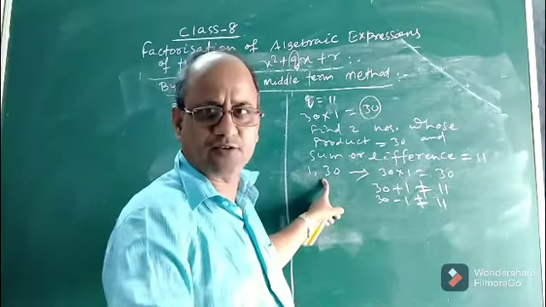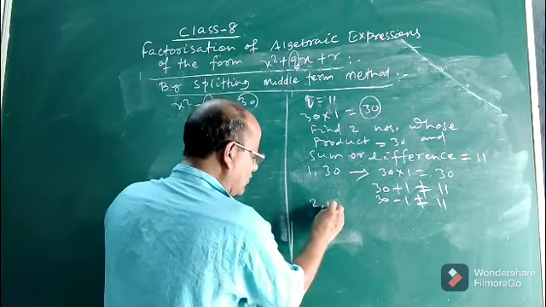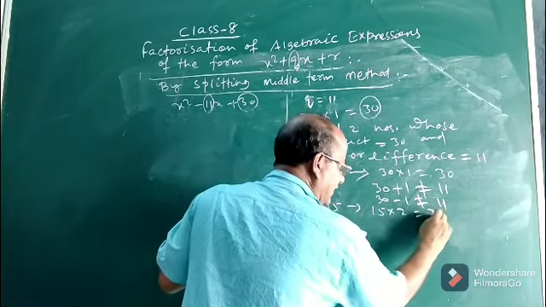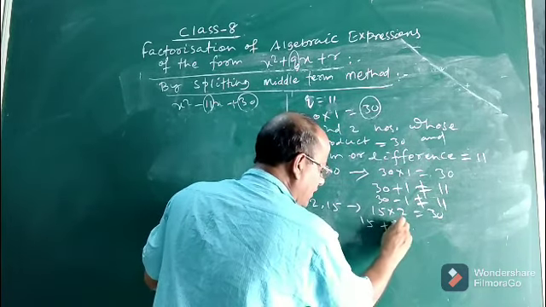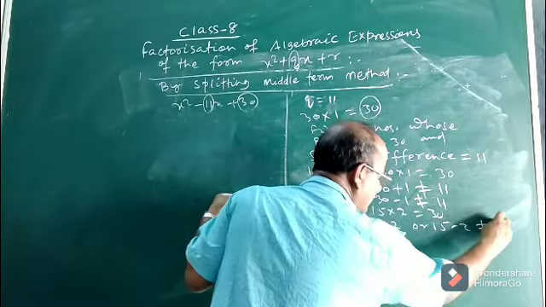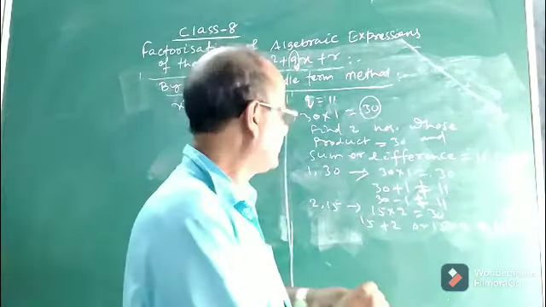Now what is the next choice? 30 can be factorized in many ways. You see, 2 and 15. 15 into 2 is also 30. But 15 plus 2 or 15 minus 2 is not equal to 11. So we cannot choose the two numbers as 15 and 2.